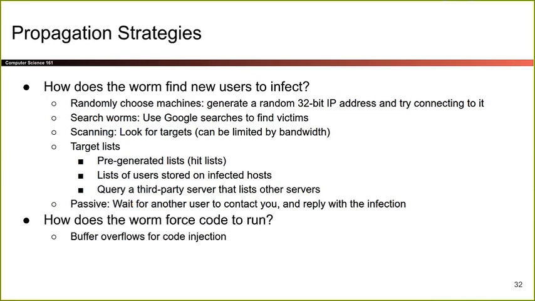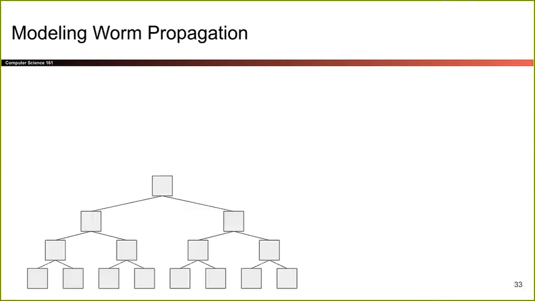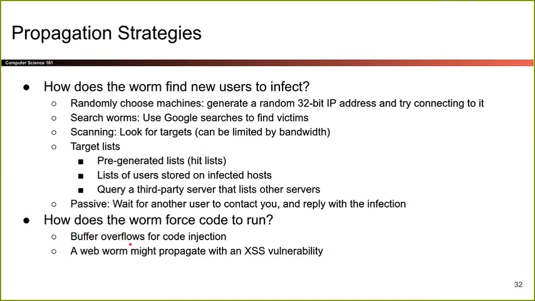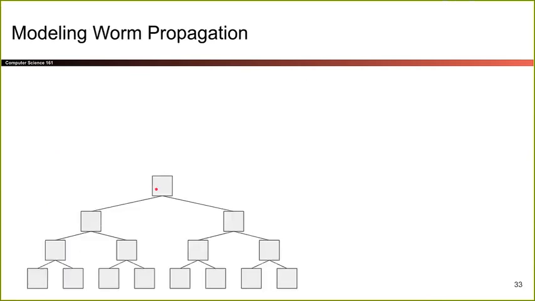And then how does the worm force code to run? Now, remember, you have to infect existing code. So you can do something like buffer overflows that injects into existing code, or you can use XSS that injects into almost existing code if you force the user to click on the link, and that'll happen right away. So those are all ways you can force code to run, and these are the ways you would find people to propagate to.